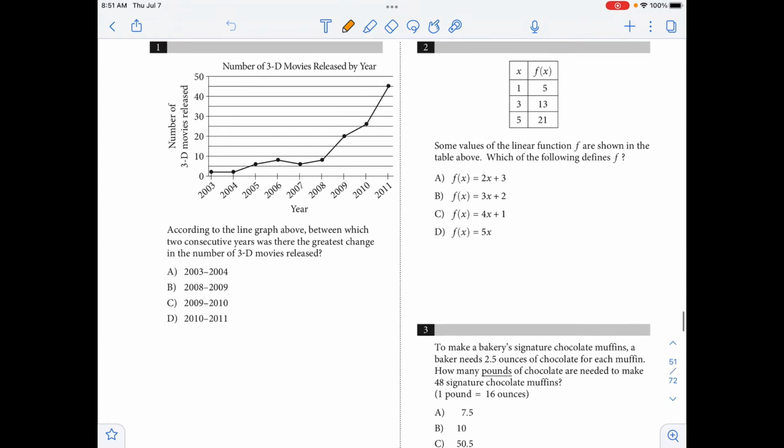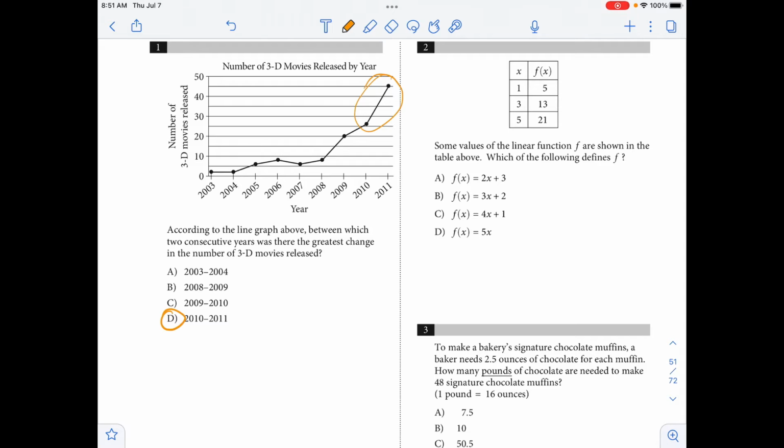Let's take a look at number 1. Number 1 says, according to the line graph above, between which 2 consecutive years is the greatest change in the number of 3D movies released? So what we're looking for here is the greatest change, or when it goes up the most. We can look specifically at the numbers, but we can see the change here is the greatest, and that's between 2010 and 2011, so it's letter D.